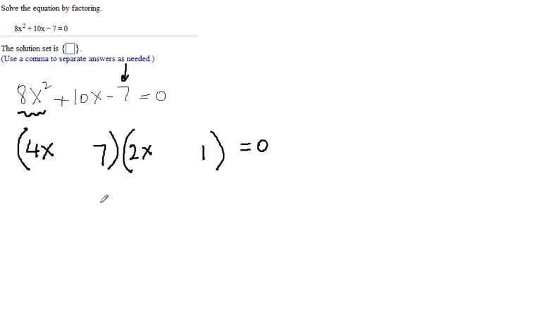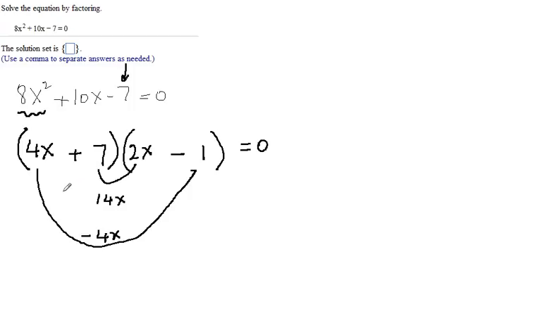Okay? Now, since this is a minus, let's make sure we satisfy the middle term. The middle term is plus 10x, so it's going to be 4x, and the inner is 14x. Now, the only way we can get 10x is if the 4x is negative. And to make 4x negative, we have to make the 1 negative and the 7 positive.